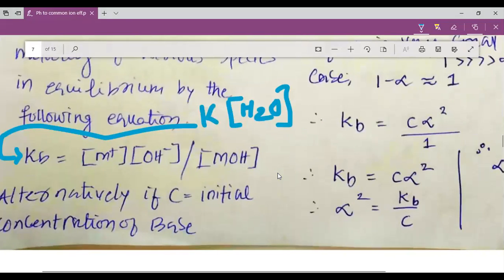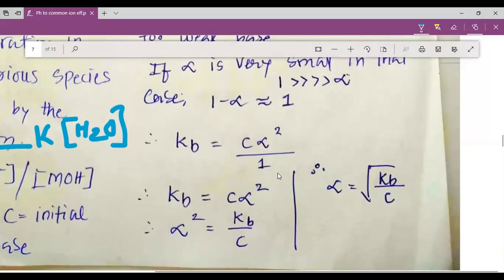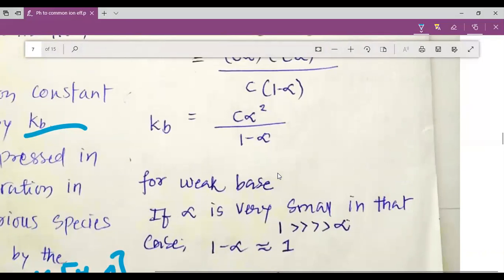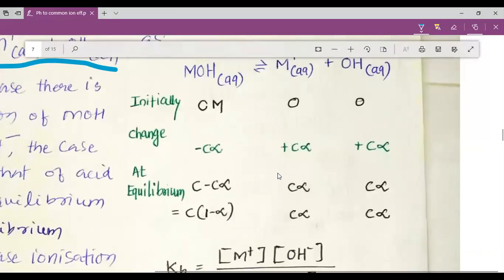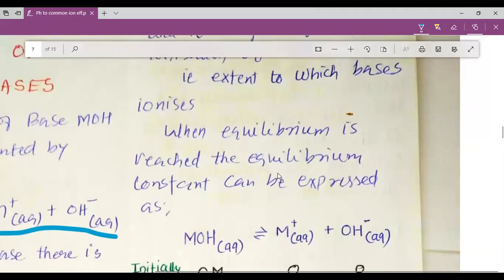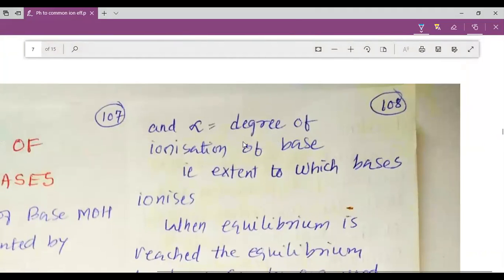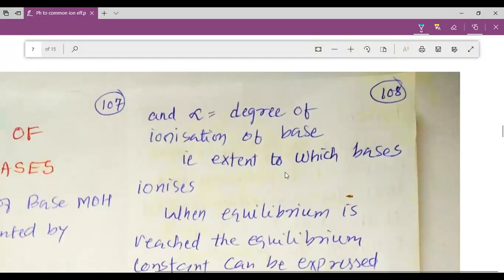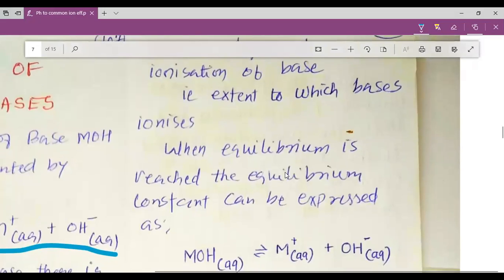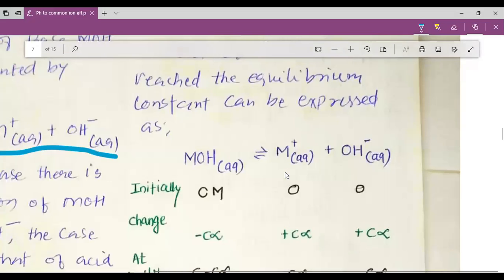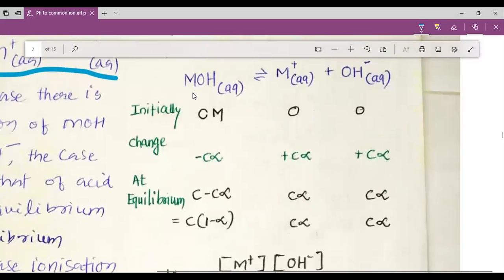Even if, in the equilibrium, they have written water, please do not mention water in the calculation of the Kb. Here alpha is called the degree of ionization for the base, or it is also known as the degree of dissociation for the base. When equilibrium is reached, we can express this equilibrium in this form. So this is the base which is ionized into M plus and OH minus.